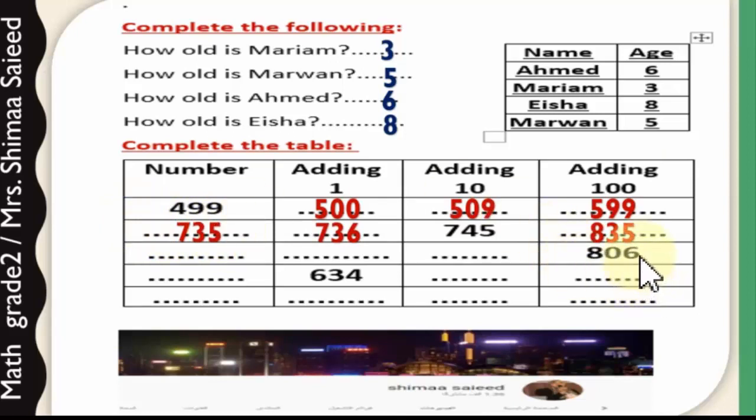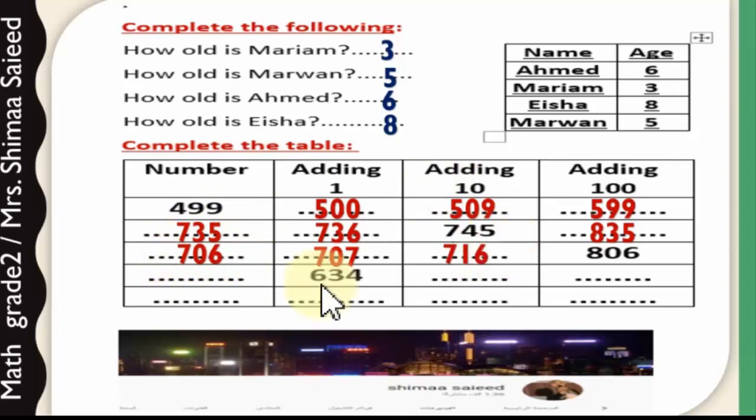Now we will subtract 100 from 806 to get the number. 806 minus 100 equals 706. When we add 1, we have 707. When we add 10 to 706, we have 716.